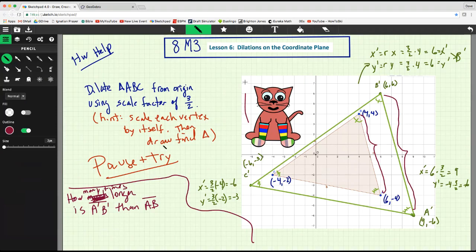Well, the answer is 3/2. It's 3/2. It's the scale factor. And that's by definition of dilation. So it has to be. Angle measures are maintained. Sizes, relative sizes, are figured out by multiplying by the scale factor.